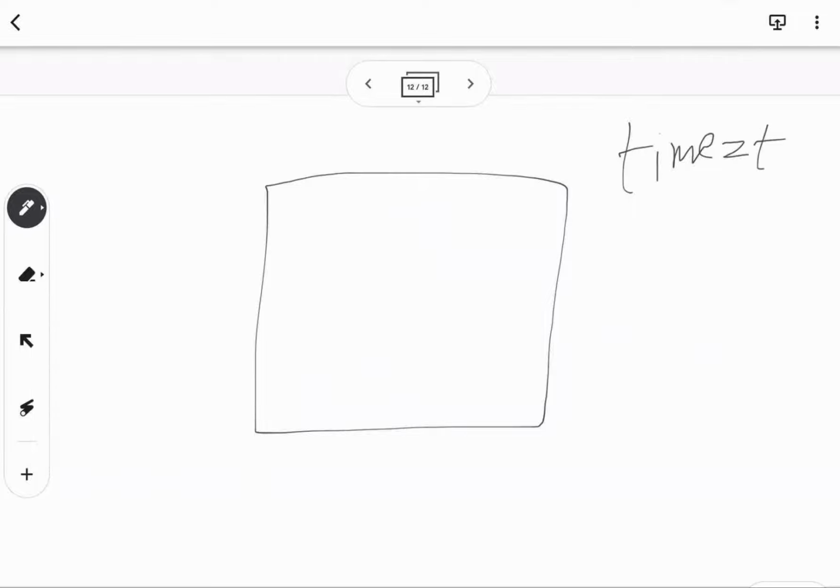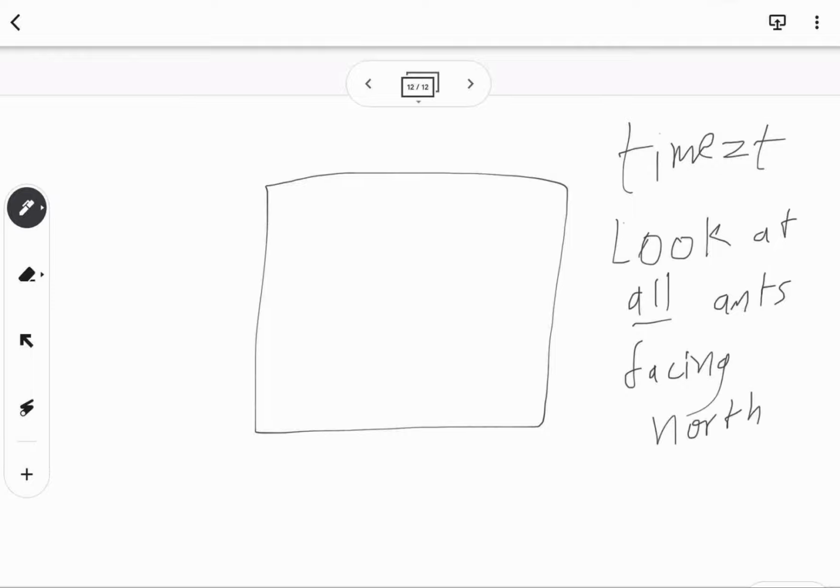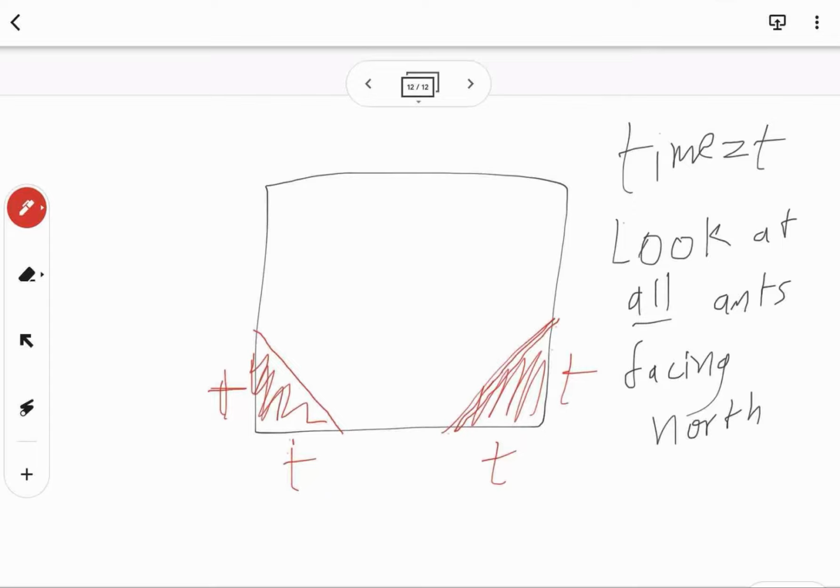if you have a square and let's say time is t, and let's look at all the ants that are going upwards, facing north. Right, so then where can the ant be? Well, if you draw some triangles here, and this is side length t, this would be t. You have these triangles of size t, right? These isosceles right triangles of legs t. Then the ant cannot be in this zone.